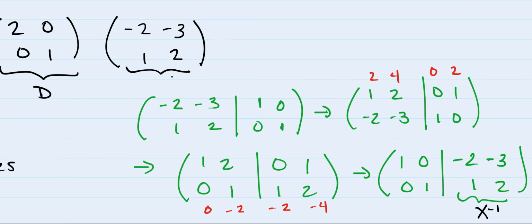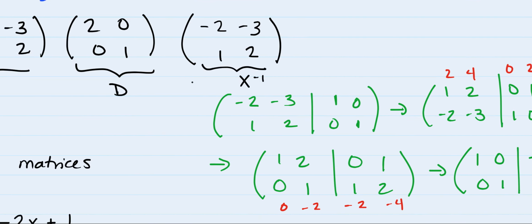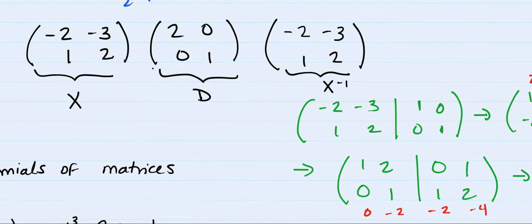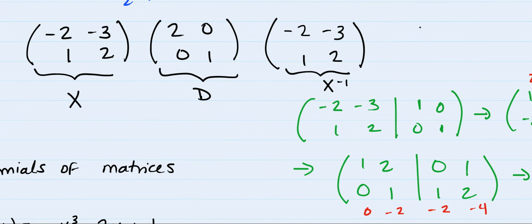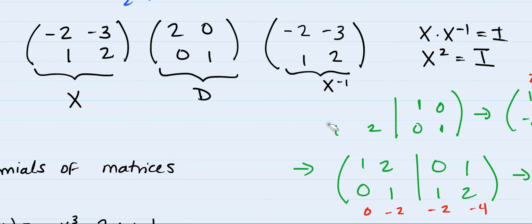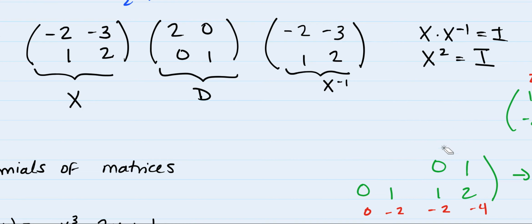So that is X inverse. And notice that it's actually X, which tells us that X squared, because X times X inverse is the identity, that X squared is the identity, because X is equal to X inverse. Anyway, now we have diagonalized the matrix A.